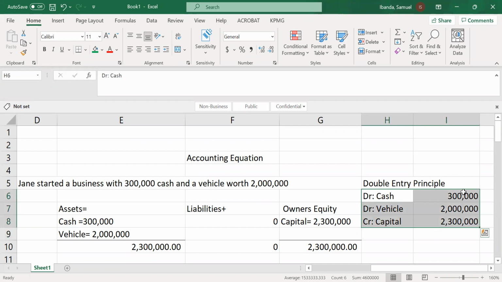Every transaction will have a debit and credit. Here we have two debits, but it's just that they are split into two. We have 300,000 and then we have 2 million. The 300,000 plus 2 million gives you 2.3 million. So in total, we have debited to the tune of 2.3 million, and we have also credited capital to the tune of 2.3 million. So that is why we are saying the double entry principle has been fulfilled.